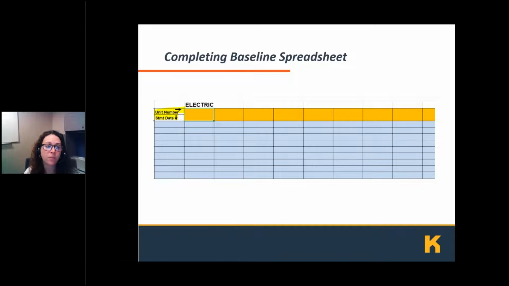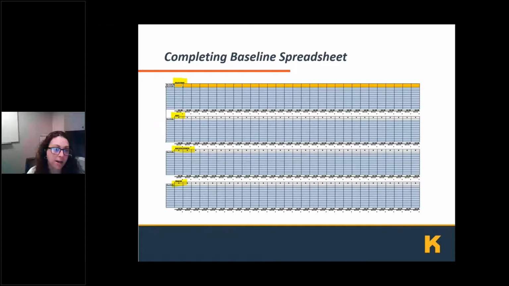So here's the overview of your electric, gas, water, sewer, and trash. As you can see, that orange tab is going to be where you enter the unit numbers, and then that will carry down for the next 3 rows. You will enter the statement dates according to what's on your data you received.